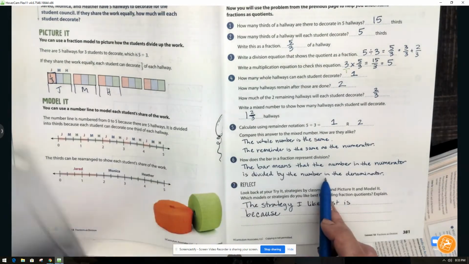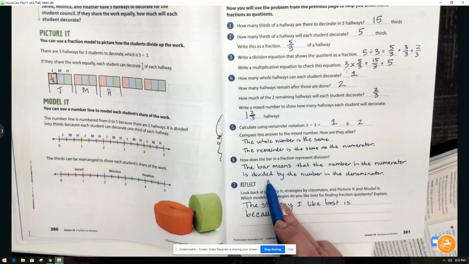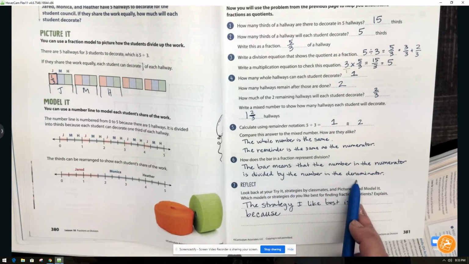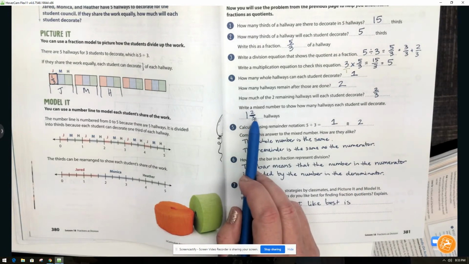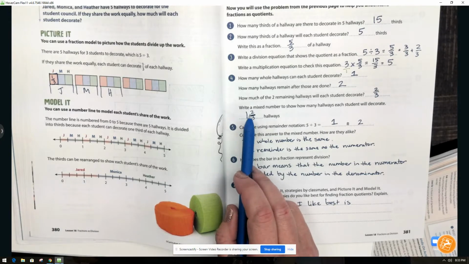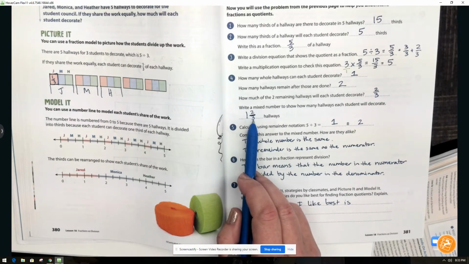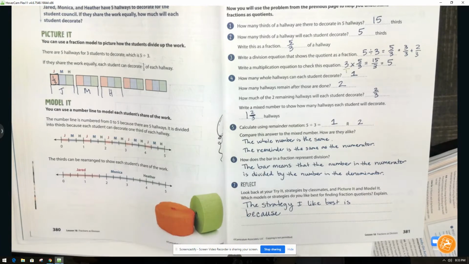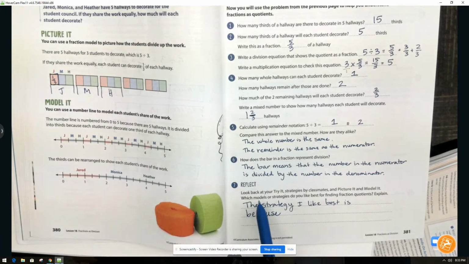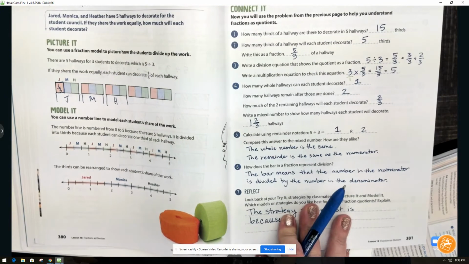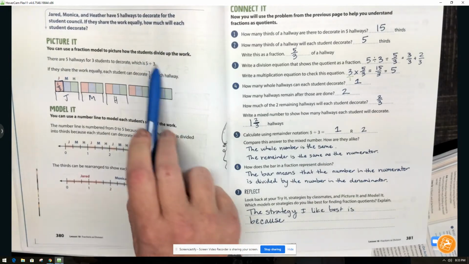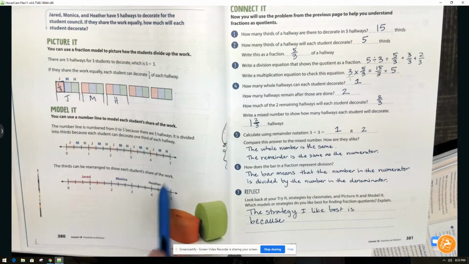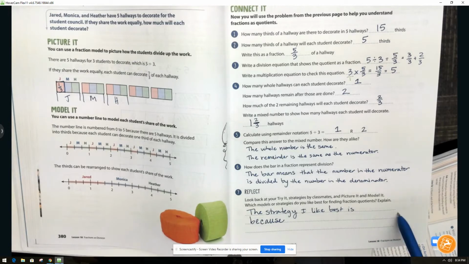The bar means that the number in the numerator is divided by the number in the denominator. So when we have a fraction like 2/3, 2 divided by 3 is what that fraction represents. Now, what strategy do you like best for finding fraction quotients? The two strategies that we've looked at here are using a fraction model or using a number line.